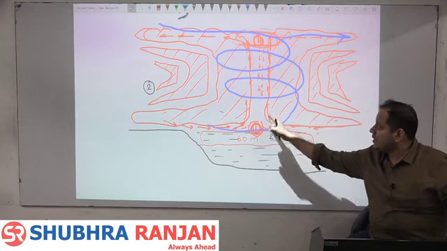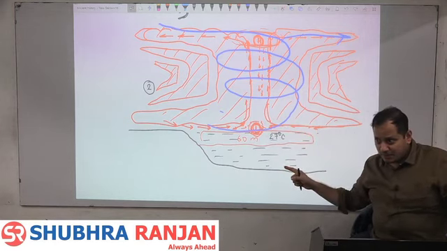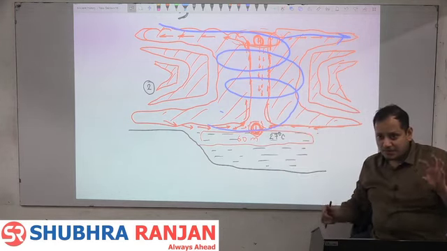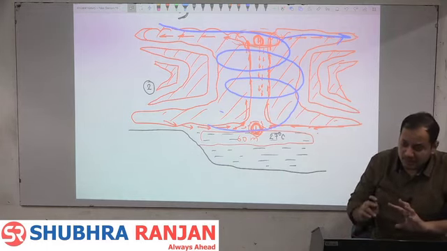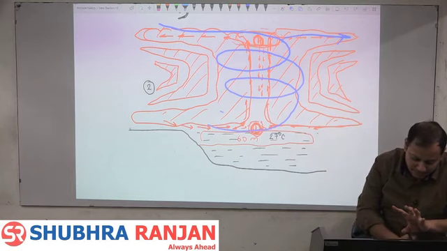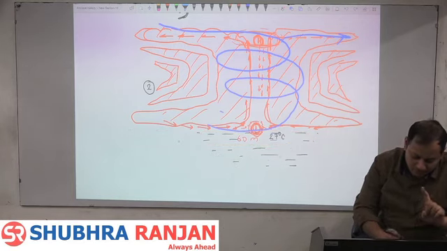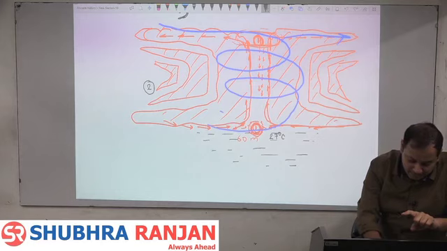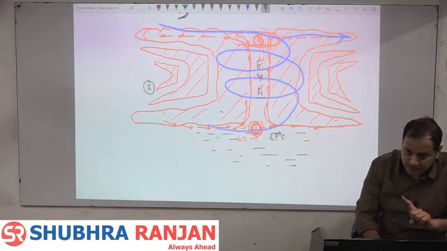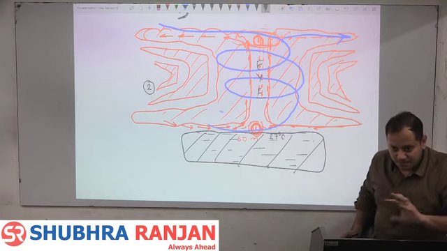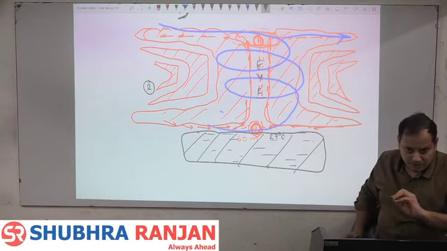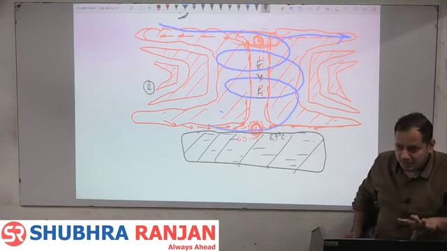But at the center, because the air is descending from above, this is a rainless, cloudless center which is known as an eye. This thing will keep on occurring till the time the eye touches the land. As soon as the eye touches the land, its source of energy, that is the moist heat, disappears. And because it disappears, the tropical cyclone will die out.